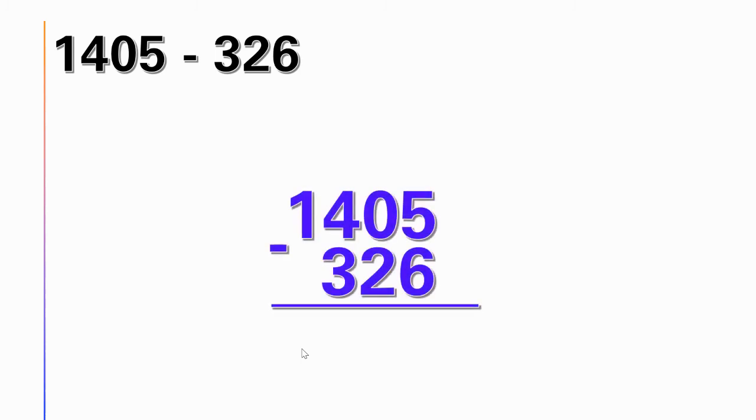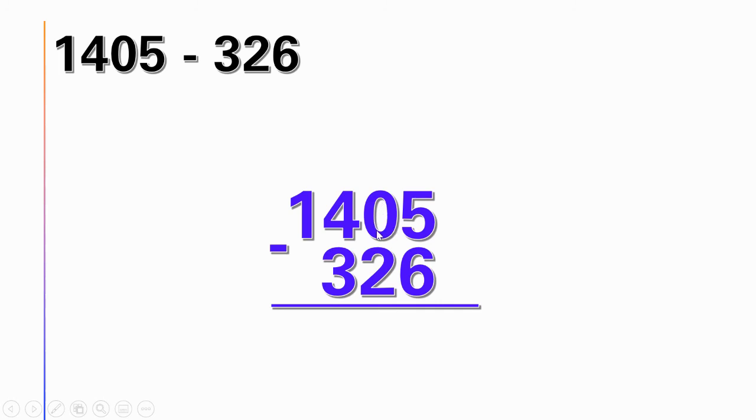Here we have 1,405 minus 326. We're going to line up the two numbers that we're subtracting, one on top of the other, making sure to line up the place values. The 5 and the 6 are in the ones place, which is why the 5 is on top of the 6. Here, we're going to start by subtracting 5 ones minus 6 ones, but we don't have enough ones in our first number, so we're going to go to the tens place to rename 1 ten as 10 ones.